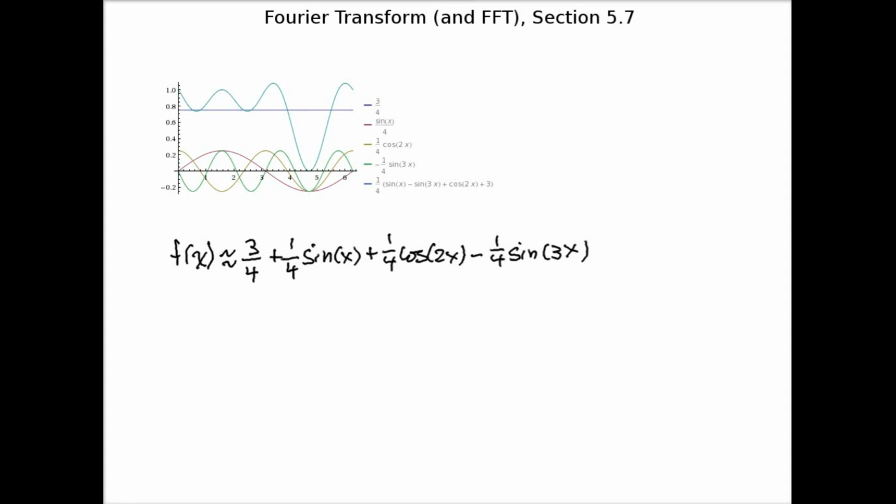So here's the answer. The function, recall, is approximately this sum, and so I've plotted each of the four functions separately. Here's the function 3/4, and here's the function 1/4 sine of x, and here's the function 1/4 cosine of 2x, and minus 1/4 sine of 3x. And when you add these functions up, you get the answer, which is this blue.